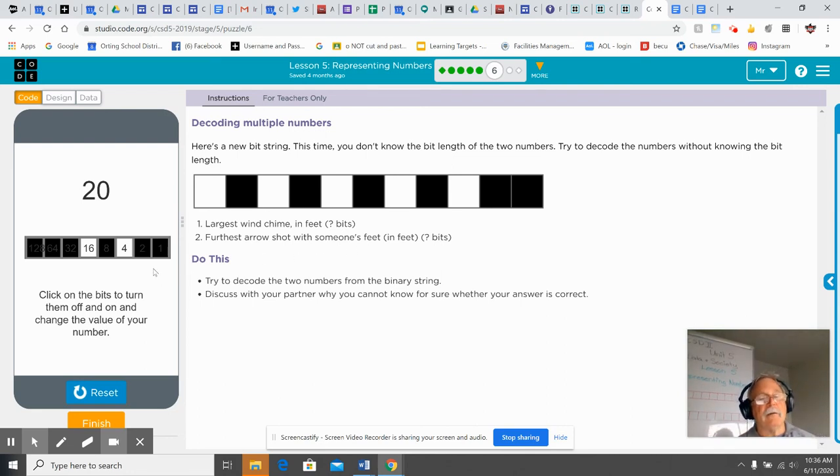You can find how many bits the widget has without knowing how many bits you have, just by counting down the highest number that you think might come close to the number you're looking for. Okay, all right, let's move on to the next one.